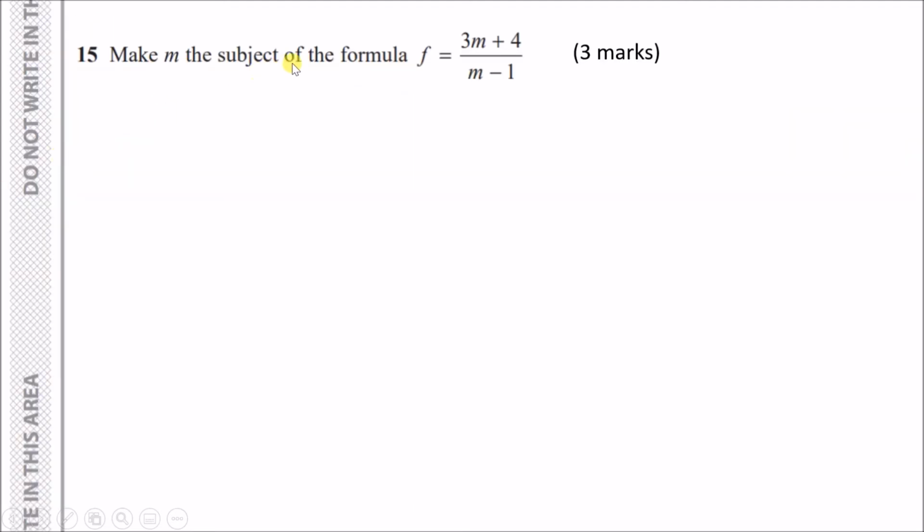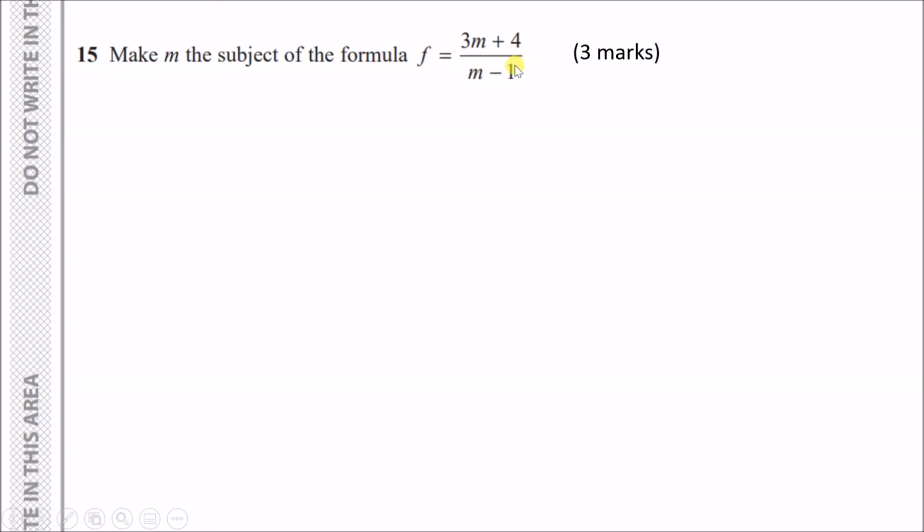So make m the subject of this formula. Okay, so this one's pretty cool. Now, to make m the subject, guys, the first thing you always want to do every time you have an algebraic fraction is to clear that fraction, yeah? So you just want to get rid of m minus 1. Well, to clear the fraction, you just got to multiply by it.